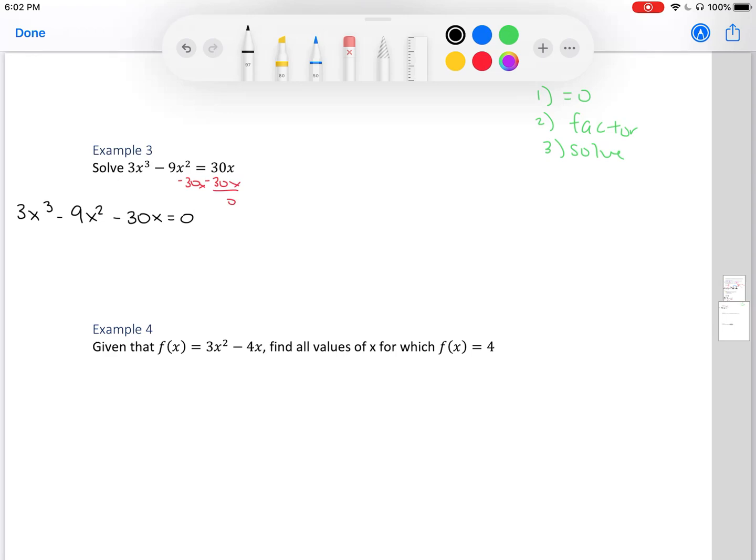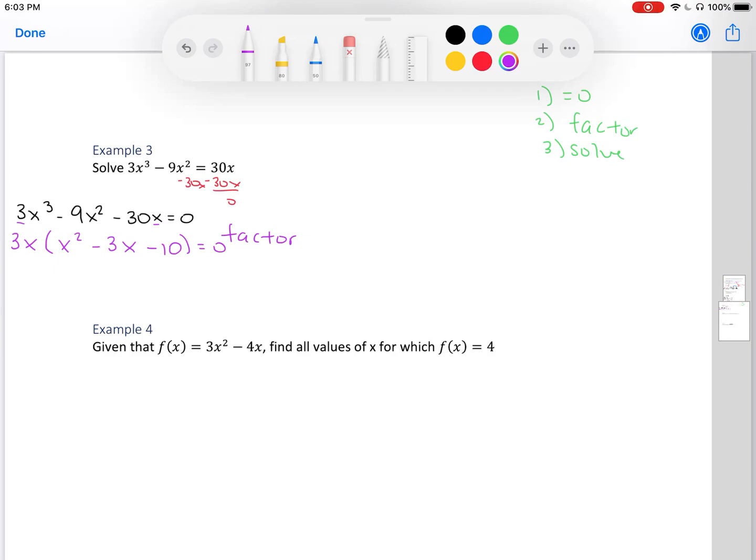Okay, let's go ahead and factor. Well, we want to factor the greatest common factor, right? So I see they can both be divided by a 3, and they both have an x, so we pick the x of lowest degree. They can be factored by a 3x. So that we have x squared minus 3x minus 10.